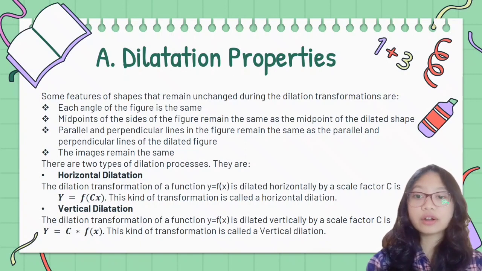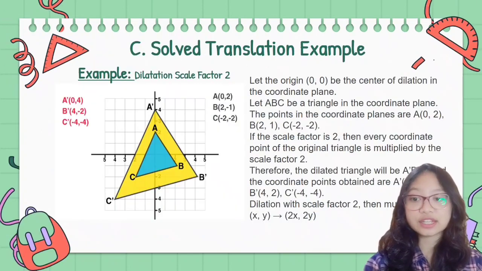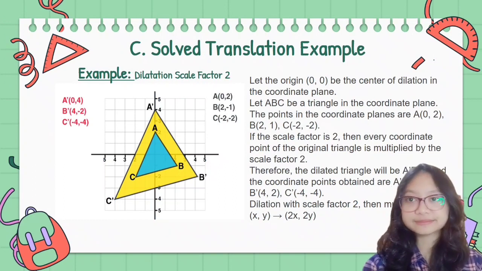Okay, so there are two types of dilatation process. They are horizontal dilatation and vertical dilatation. For example, you can see in the slide.